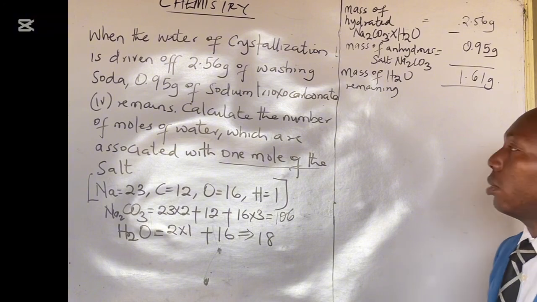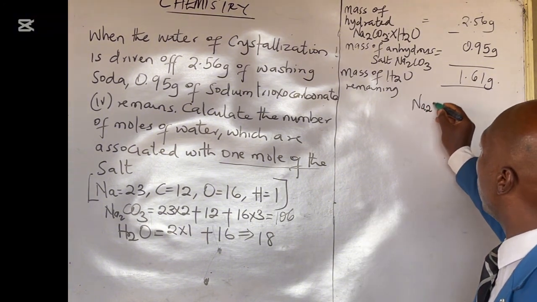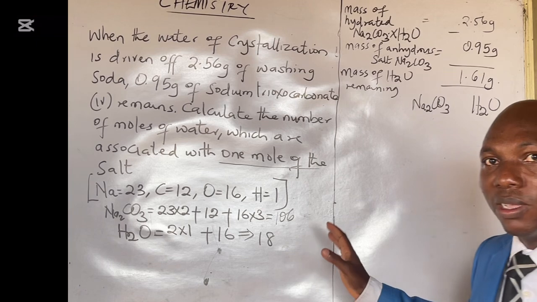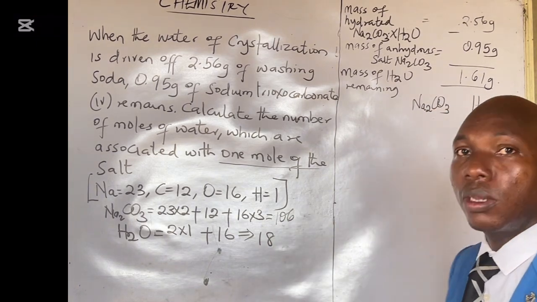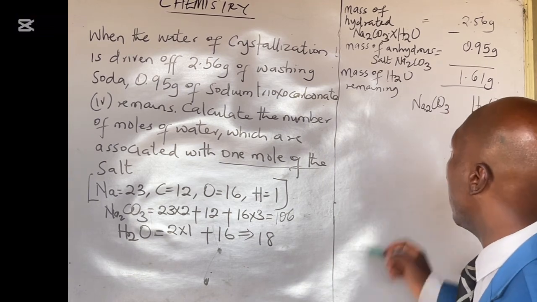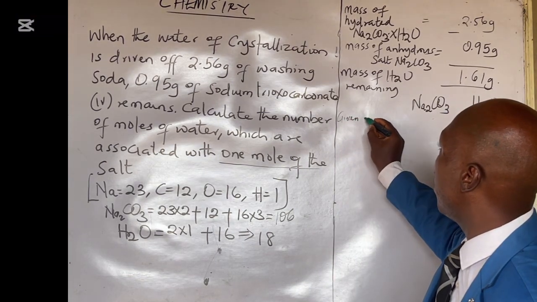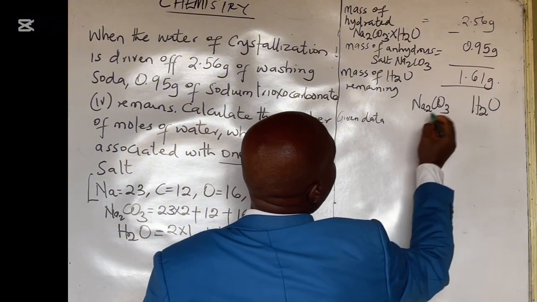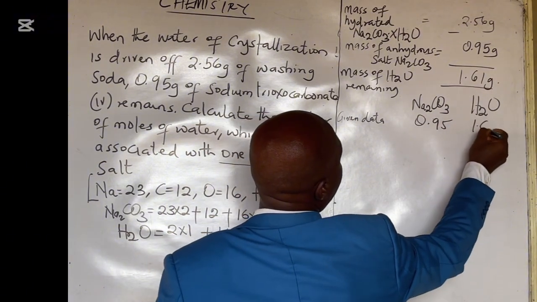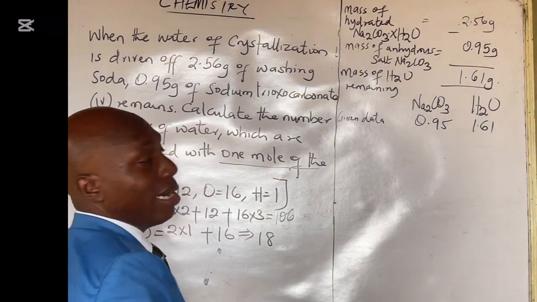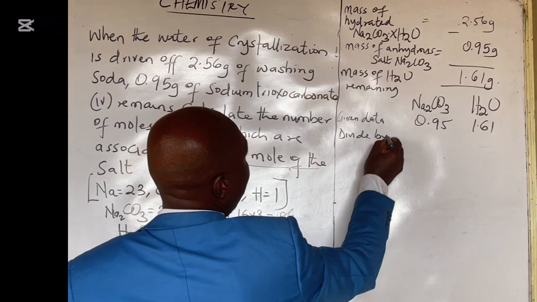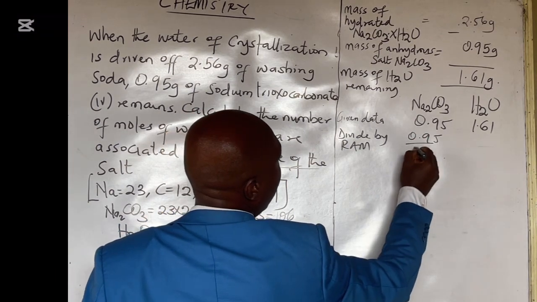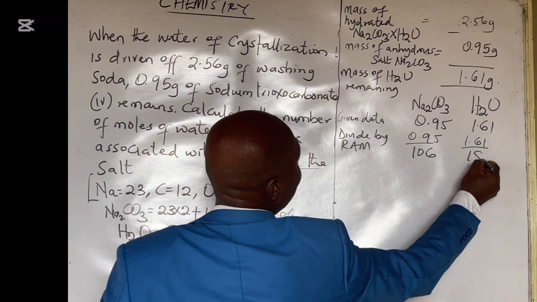So we can set up our work. We have sodium carbonate and water. Although we can use the formula method for this, for the sake of this class we are adopting the empirical formula method because the topic we are teaching this week is empirical formula. So the given data: sodium carbonate is 0.95, water is 1.61. We divide by the RAM. The RAM for sodium carbonate is 106, that's 0.95 over 106, and 1.61 over 18, because that of water is 18.